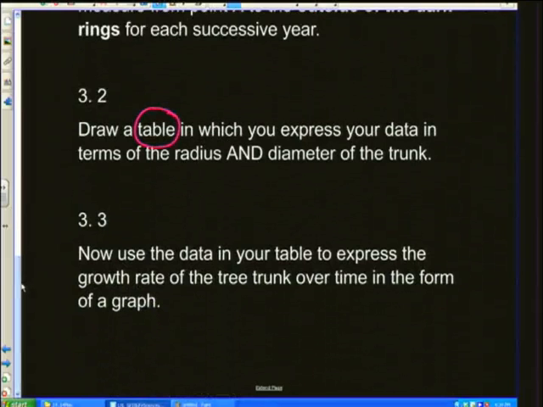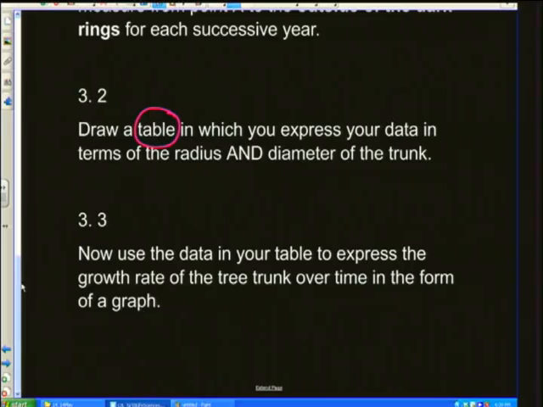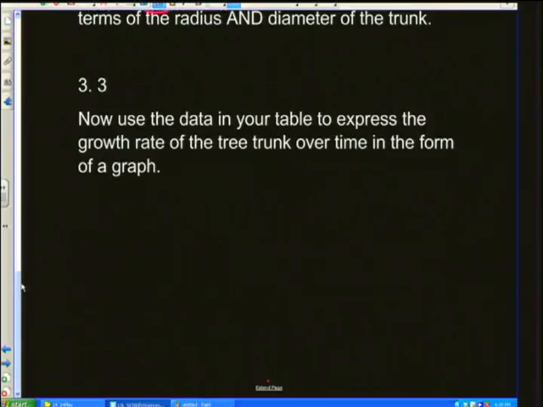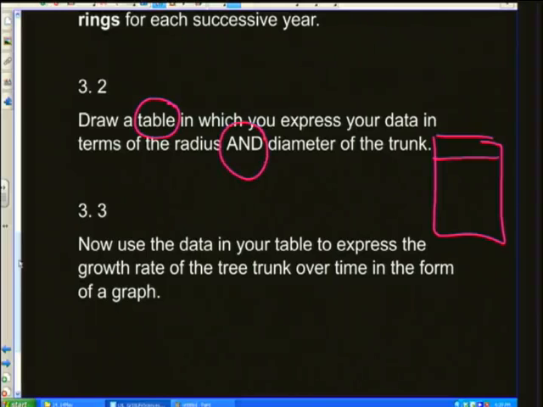In a table, so we're going to draw a table, and when we draw a table, what do we need? Let's have a look over here. There's the outline for starters, and I'm going to need columns. Now it says draw a table in which you express your data in terms of the radius and the diameter. Sounds like maths here. Now let's start.